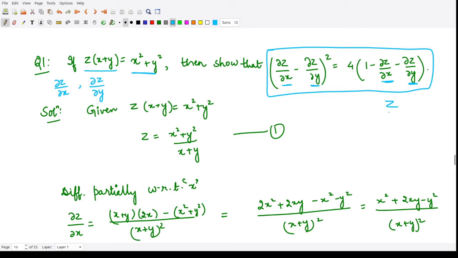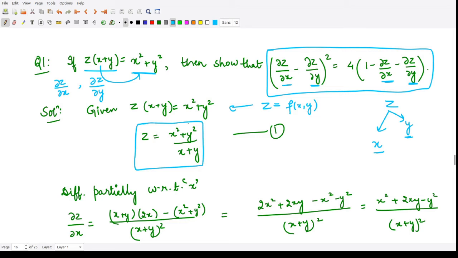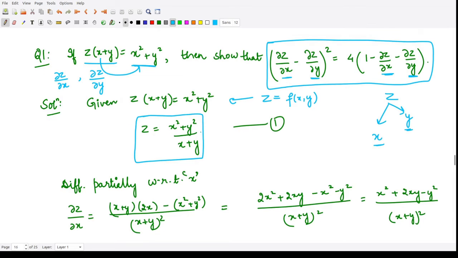So here note that z depends firstly on x and then on y. So firstly we will write the explicit form of this z. That means we will shift this term to the right hand side, so now you could write z as a function of x and y. Once you obtain this equation number 1, we are ready to perform the partial derivatives with respect to x as well as with respect to y.